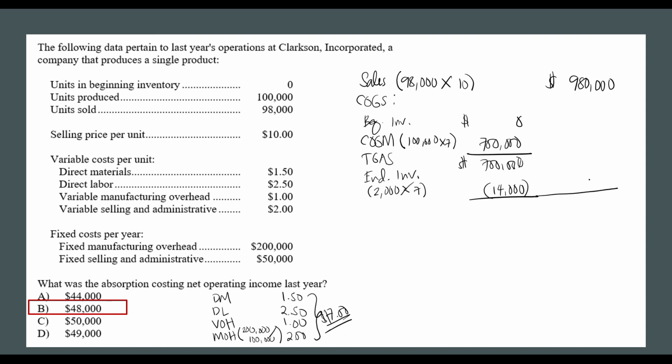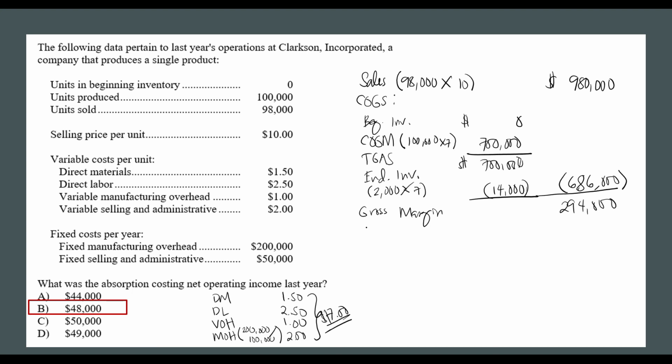So in this case, we can now compute for our cost of goods sold. So how much is our cost of goods sold? It's $686,000. Okay? And then we shall deduct your cost of goods sold from your sales in order for us to get your gross margin or profit amounting to $294,000. Are we done? Not yet.